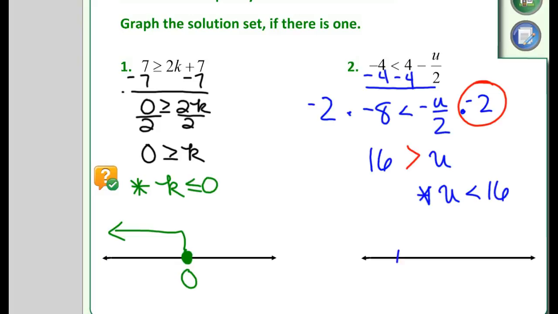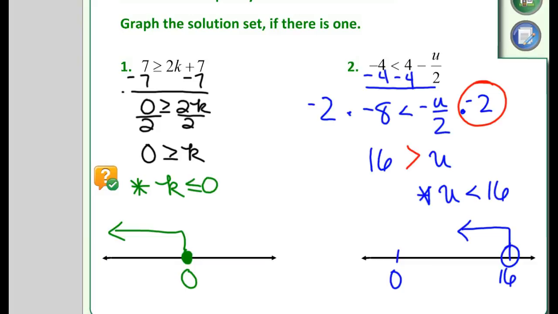And so I'm going to go here and put 0. I'm going to go over here and put a 16. And I'm going to put an open dot this time. Did you notice it's just less than? So an open dot. And again, my inequality sign is the tip of my arrow, and it shows me that I'm going to the left.